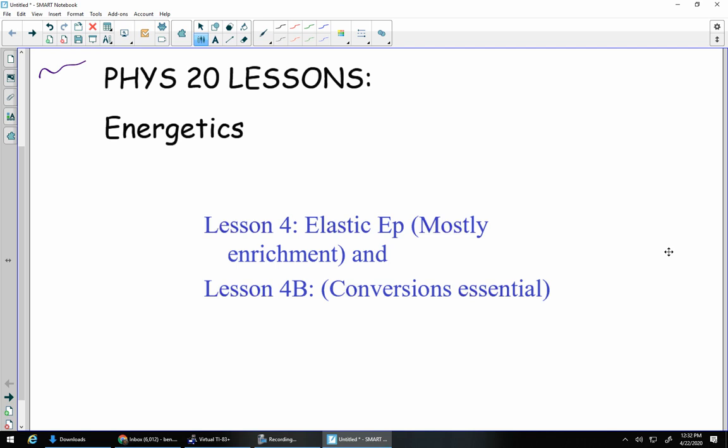It's lesson 4 out of unit 4, all about energy. So the first part of it is the elastic potential energy, which is mostly enrichment. I do want to talk about it a little tiny bit so you get the really, really big ideas. So be very clear what you need to know and what you don't need to know for this one. But mostly enrichment for elastic potential. And then our energy conversions, which is part 4B, is going to be essential.